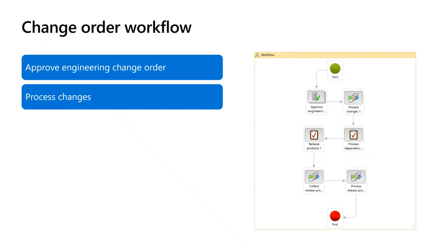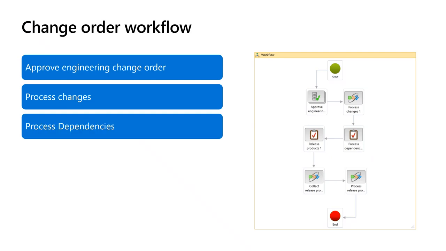The next step is the process change. This step executes after the change order is approved. This is an automated step which will create the engineering product and engineering product version and all the related details such as BOM, formula, route in the engineering organization.